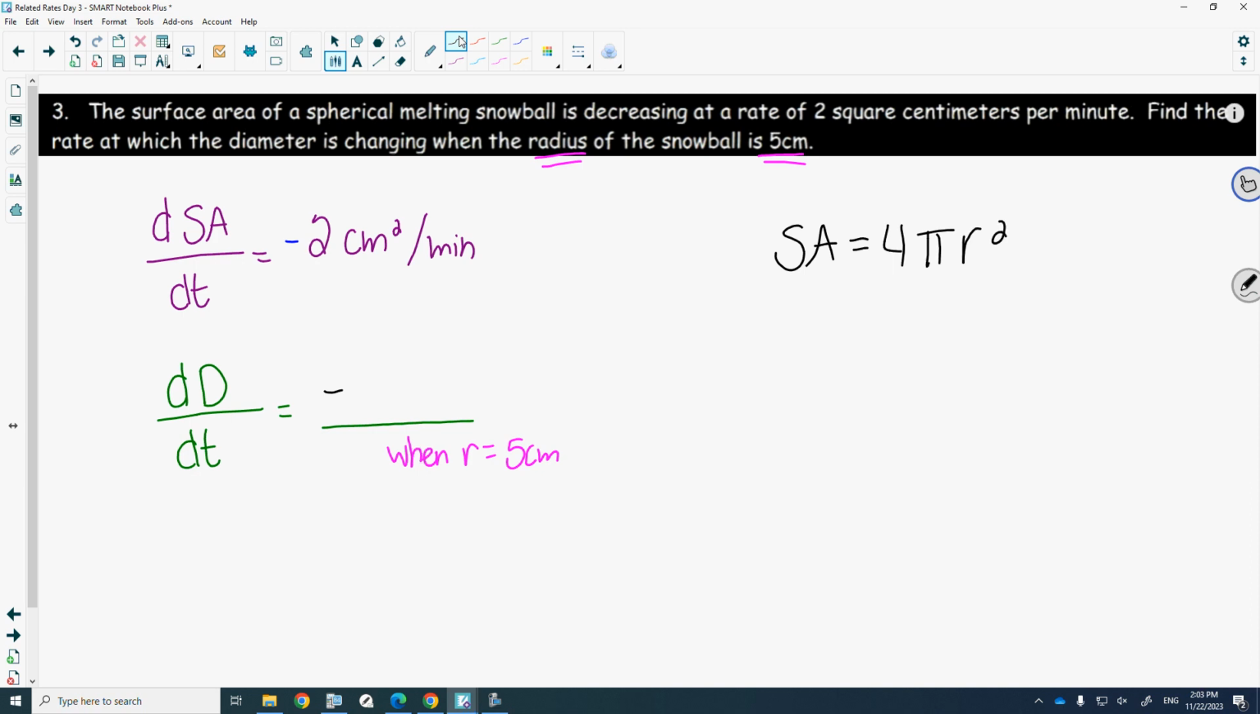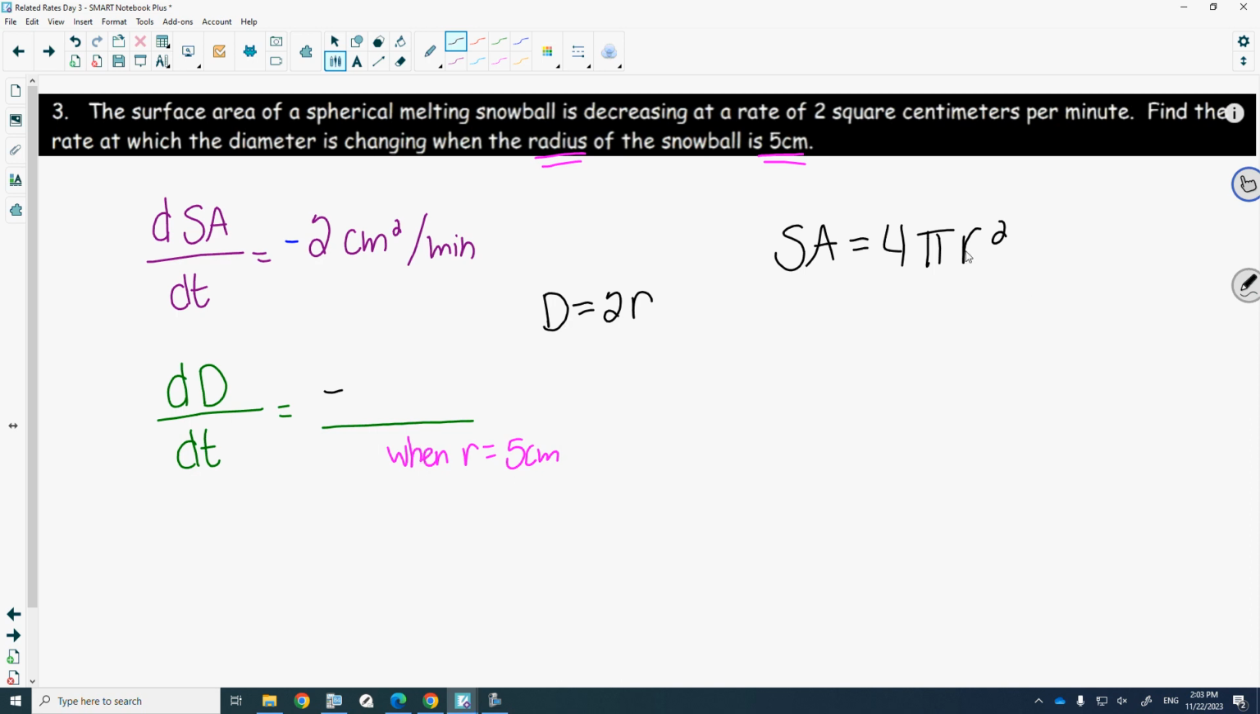Okay, the formula that we use needs to relate these two variables, surface area and diameter. So somehow I need to change something in here. And it's going to have to do with the radius. I could actually take radius out and somehow put something to do with diameter in there. How are radius and diameter related to each other? That's right. So let's jot that down. The diameter of the snowball is twice the radius.